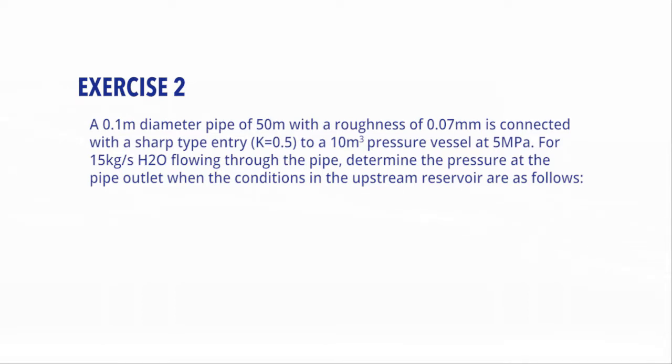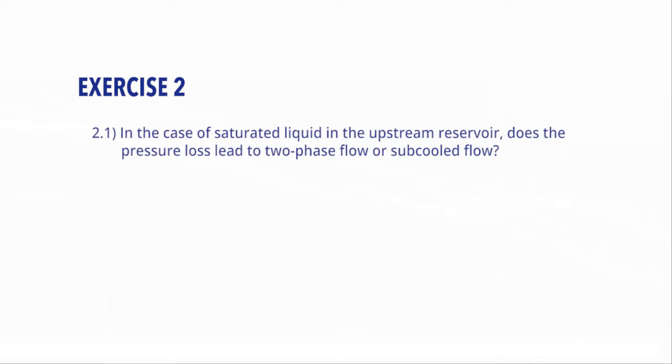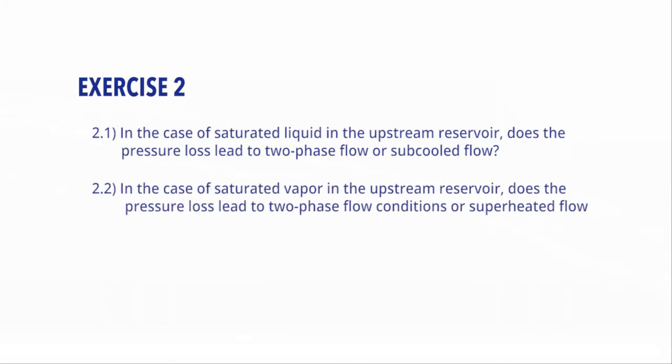when the conditions in the upstream reservoir are firstly saturated liquid, then secondly a steam quality of 0.5, and thirdly saturated vapor. Then, using the same network, investigate the following scenarios. In the case of saturated liquid in the upstream reservoir, does the pressure loss lead to two-phase flow or to subcooled flow? In the case of saturated vapor in the upstream reservoir, does the pressure loss lead to two-phase flow conditions or superheated flow conditions? And then, do these findings confirm your expectations? As with the first exercise, we'll discuss the answers in a separate follow-up session.